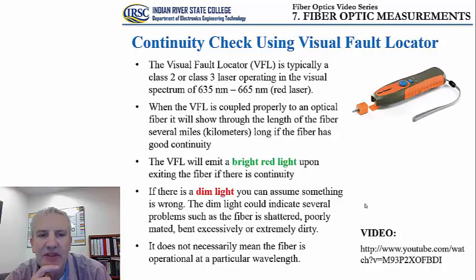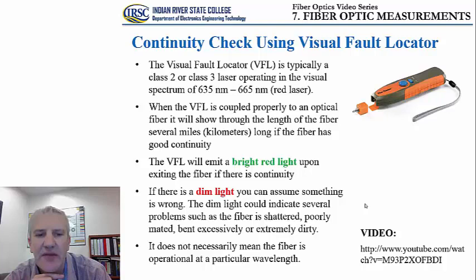So what's basically happening, how this test is performed, you are connecting the visual fault locator to one end of the optical fiber. By coupling the visual fault locator to an optical fiber and shooting the light from this laser, that light, since it's visible, is going to show through the length of the fiber, several miles or kilometers long, if the fiber has good continuity. In other words, there are no leaks along the cable. So again, the visual fault locator will emit a bright red light upon exiting the fiber if there's continuity.